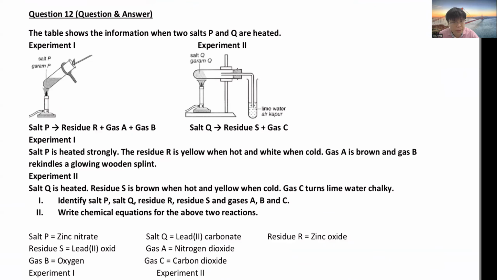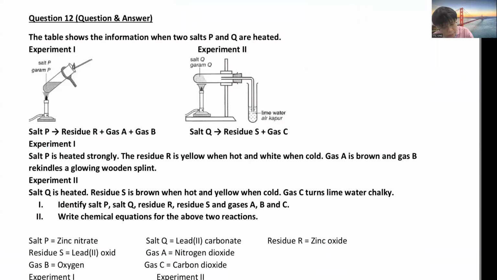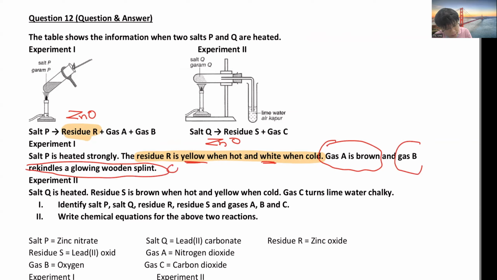So we look at the actual question. First thing, for this question, they will tell you that when heated, the residue R is yellow when hot, white when cold. Based on yellow and white, you link to banana. That is your zinc oxide. So we know this is zinc oxide. Okay. Then after heating, we have two gases. One is brown color gas A, and we have a colorless gas that rekindles a glowing splinter. So this is your oxygen. This is your NO2. So NO2 and O2. So we know the original salt is zinc nitrate.